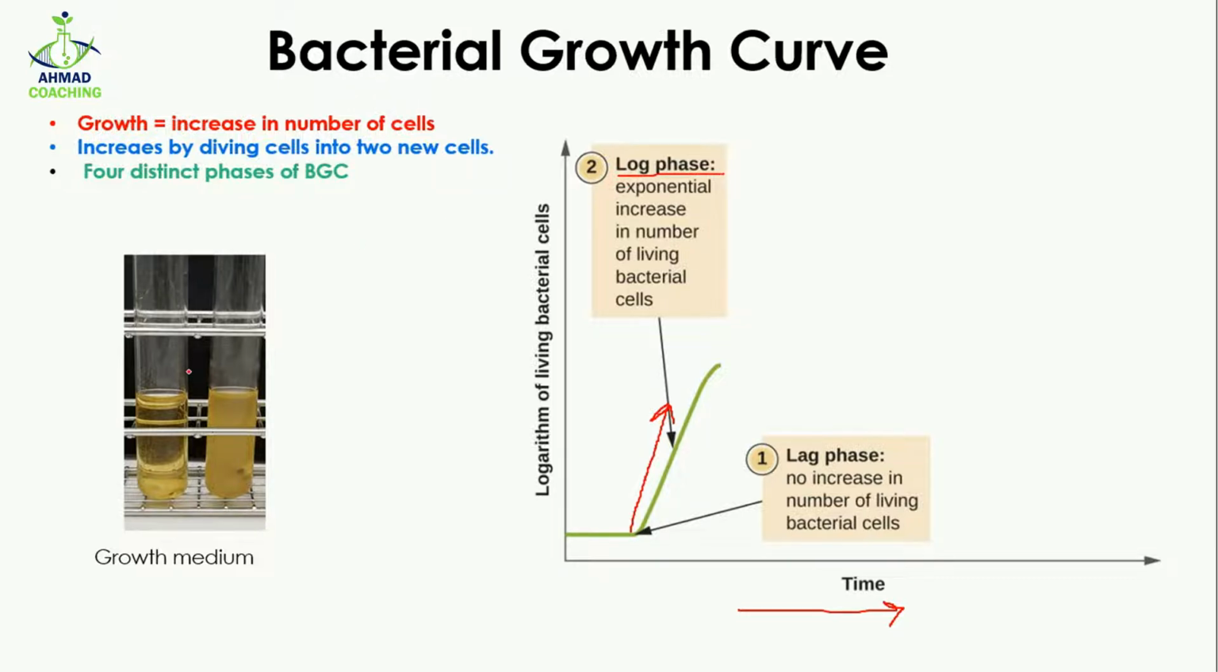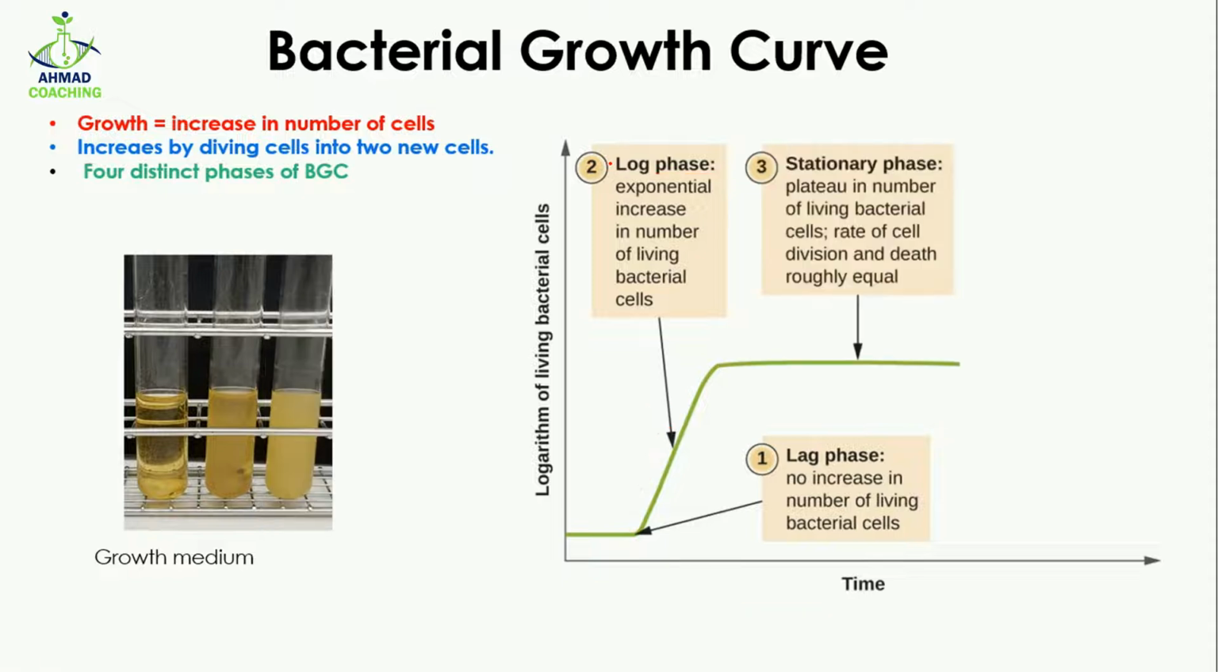You can clearly see here the medium was very clear, but as the number of cells starts to increase, it has become very dense or very cloudy. So this indicates that the bacteria are dividing, or they are present in the log phase.